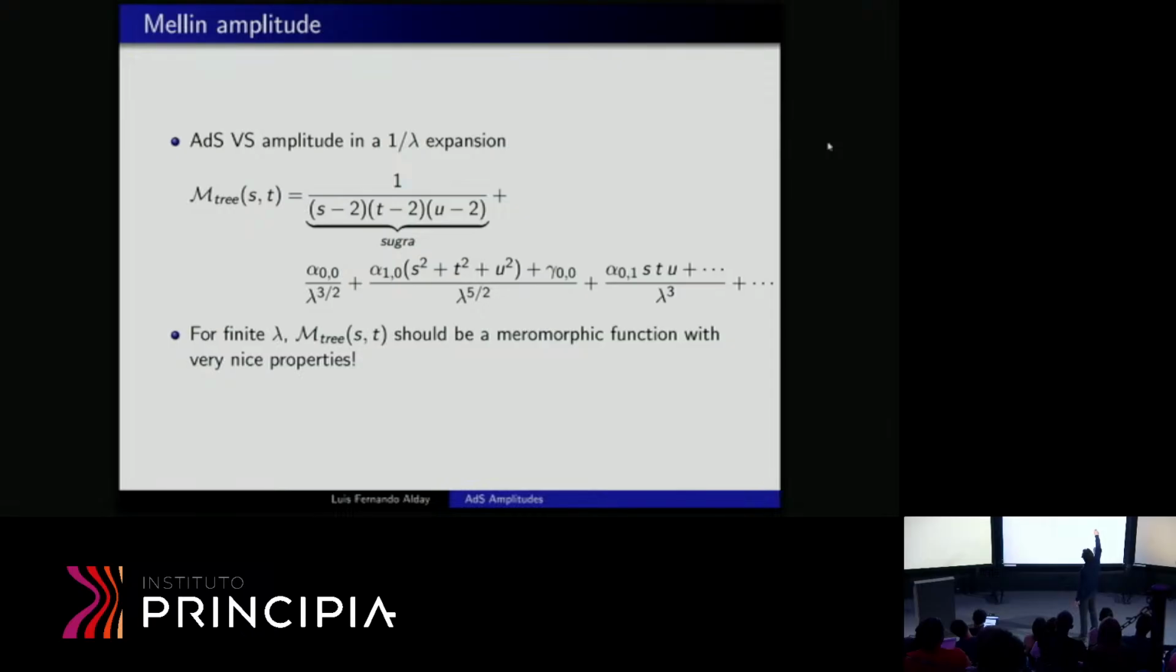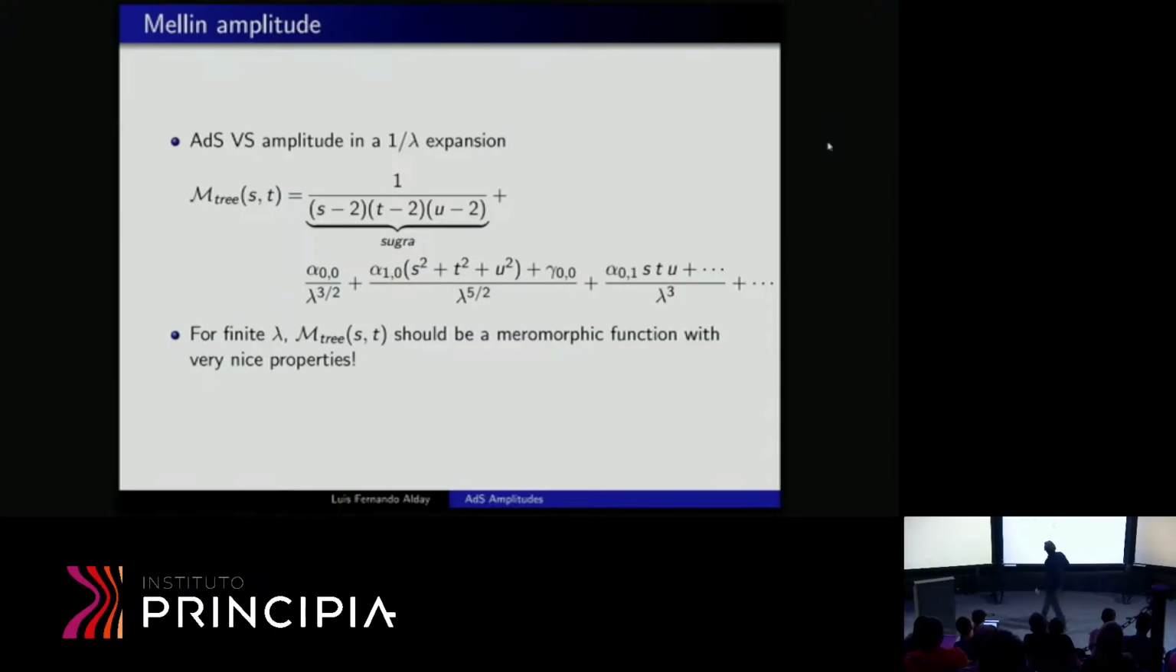The first term is the supergravity result, the result in the supergravity approximation, and then we have a 1 over lambda expansion in which we have symmetric polynomials in S, T and U of higher and higher degree. But notice that, as opposed to what happened in flat space, these symmetric polynomials are not homogeneous anymore, because we have another scale now: the radius of AdS. So this expansion looks a bit similar to the expansion of the Virasoro-Shapiro amplitude, with the big difference that now these polynomials are not homogeneous. And fixing these coefficients is what we will try to do.